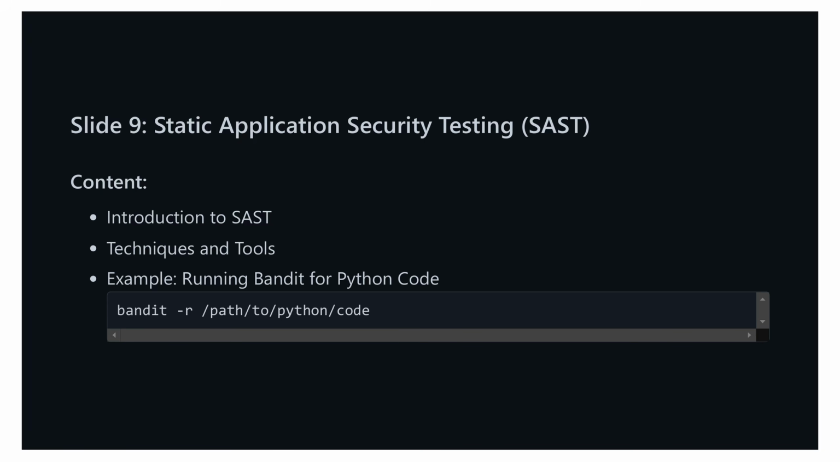It's a method used to analyze source code or compiled code to find security flaws. SAST tools examine the code in its non-running state, providing a way to uncover vulnerabilities that could be exploited once the code is deployed.